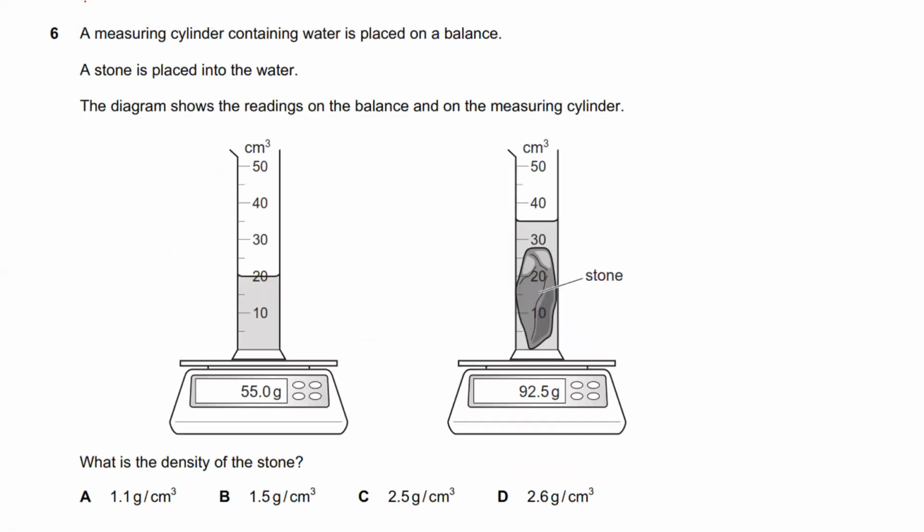Then question number 6, it says a measuring cylinder containing water is placed on a balance.